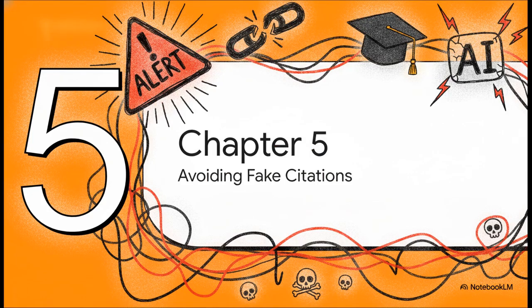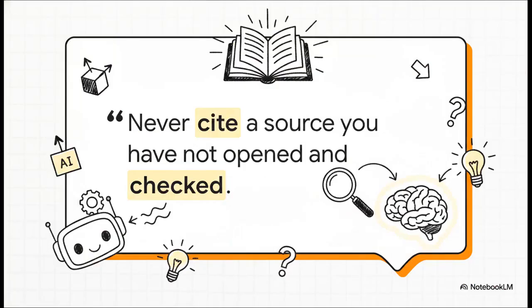Now, we have to talk about Chapter 5, Avoiding Fake AI Citations. Honestly, this is the single most dangerous part of using AI for schoolwork. This is a mistake that can instantly ruin your academic integrity. So, if you take absolutely nothing else away from this explainer, please let it be this golden rule. Never cite a source you have not opened and checked, period. AI is great for helping you find where citations are needed, but you must be the human in the loop.